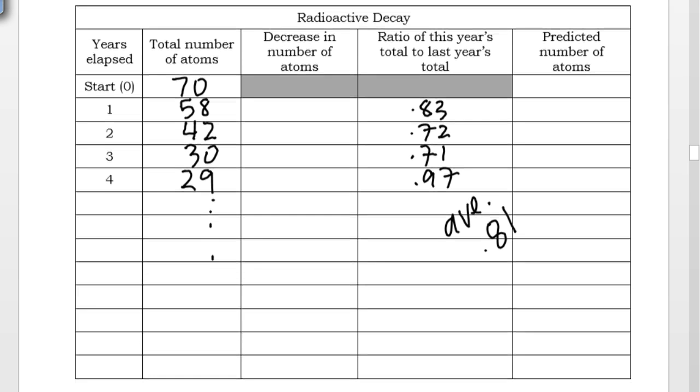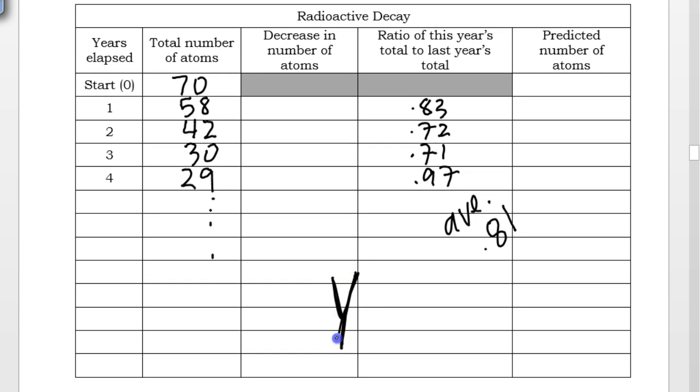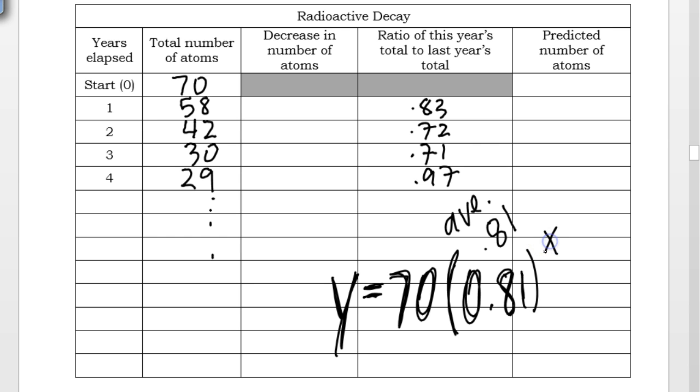So I could write an exponential model for this situation starting at 70 and changing by going down 0.81. So that's the idea. When you have a bunch of ratios that aren't the same, use the average.